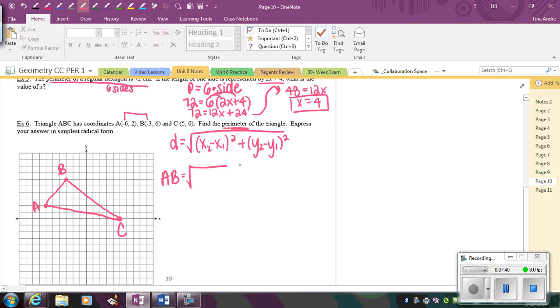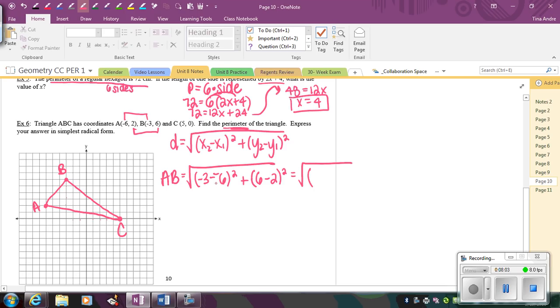So from here, I'm going to plug in. So I have negative 3. Make sure you're subtracting your x's together. So negative 3 minus negative 6 plus, subtract the y's, 6 minus 2. Remember the order. You can switch the order when you're subtracting, but make sure the x's go together and the y's go together. And then I'm going to simplify this.